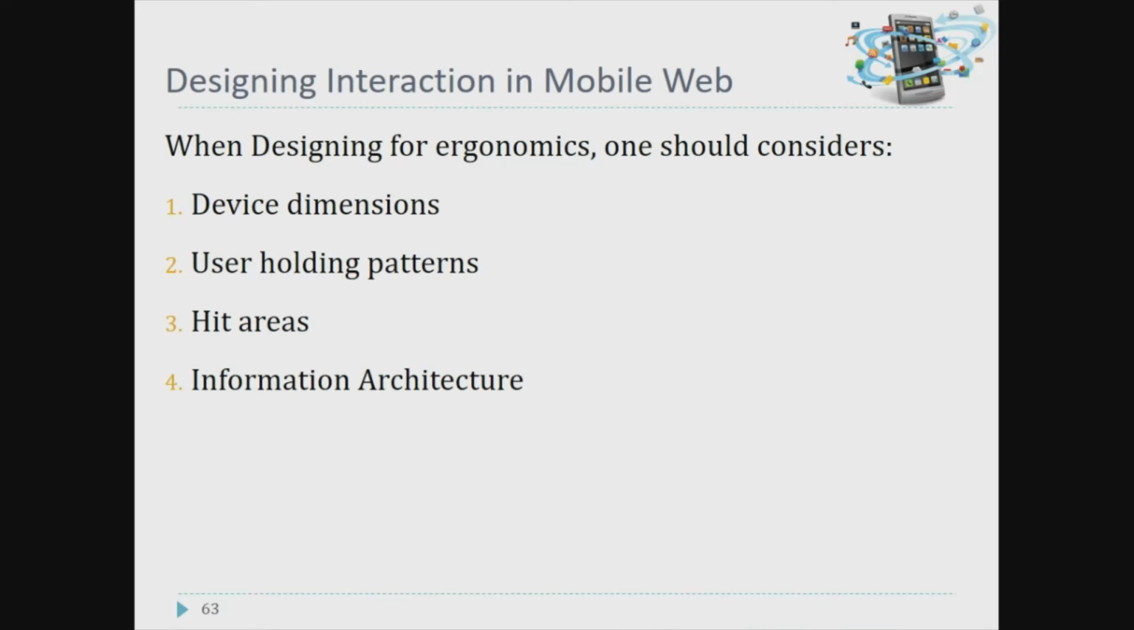So we need to consider this kind of thing when we, as developers, want to design the mobile application. When designing for ergonomics, one should consider the device dimensions, the user holding pattern, how the user will hold the mobile device, the hit areas, and information architecture. When we talk about interaction in our mobile web application, it's not only about the user interface. We also need to consider the ergonomic part.